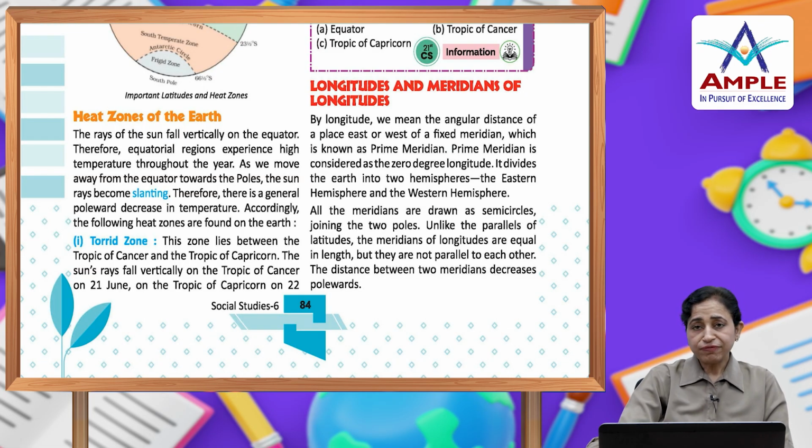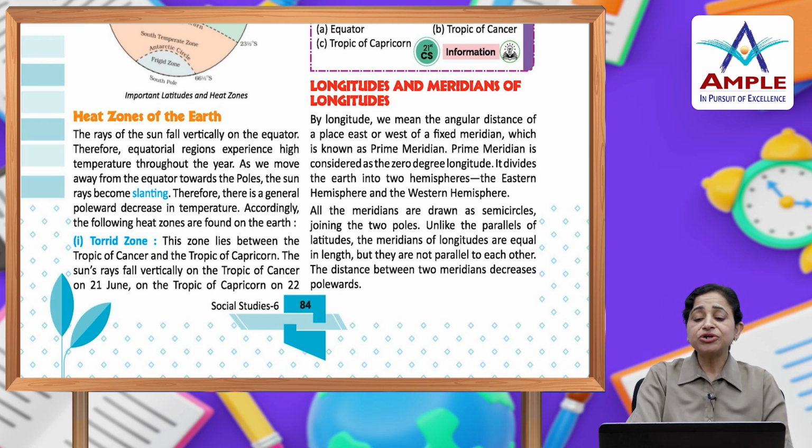Longitudes and meridians of longitudes. By longitude we mean the angular distance of a place east or west of a fixed meridian, which is known as the prime meridian. Please underline it. Prime meridian is considered as the 0-degree longitude. It divides the earth into two hemispheres. Number 1 is the eastern hemisphere, and another one is the western hemisphere.